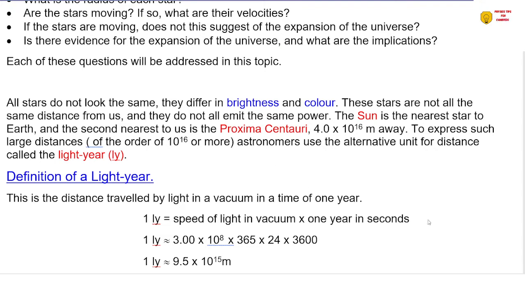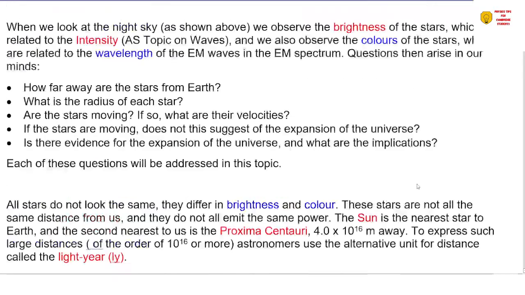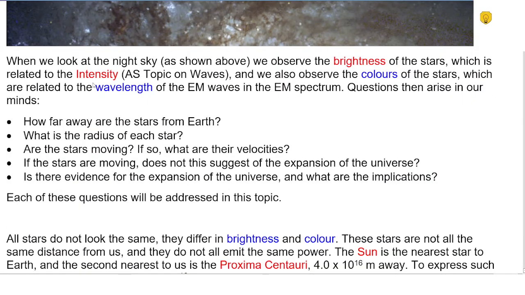Now, all stars do not look the same. They differ in brightness and color. Now, remember, when you talk of the brightness, we are talking of the intensity, and we are also talking about the amplitude. So that's all related to the power. If you revisit your AS syllabus, when we talked about the relationship between intensity, amplitude, and the power, that's this topic here.